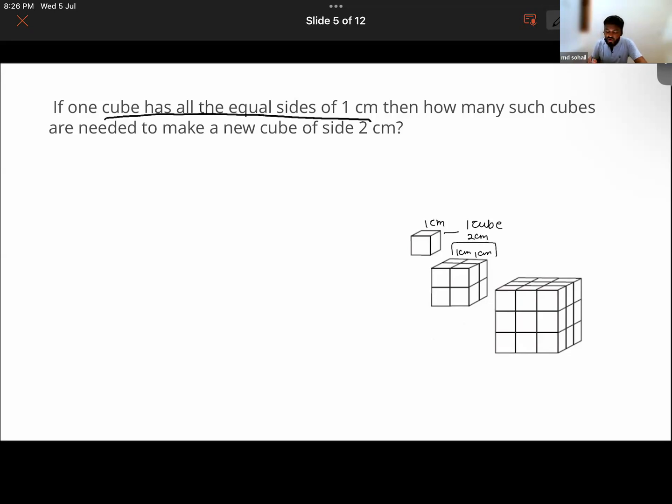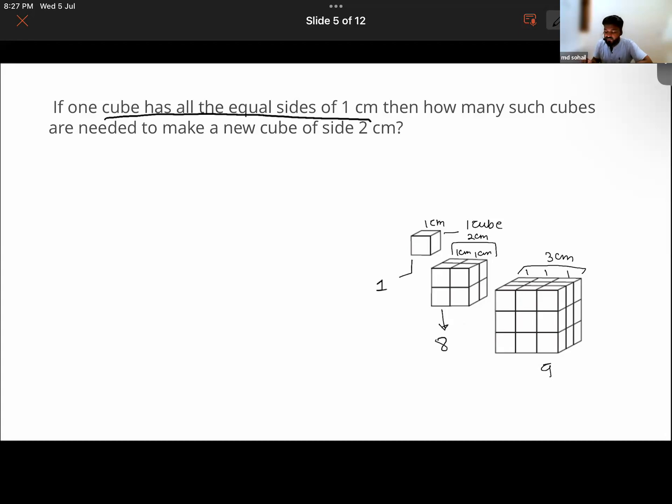So how many cubes did I require to make such an arrangement? Or let's say if I were to make a new cube in which each side is 3 centimeter. So what about this one? How many cubes do I require? Sir, 9. In this one we get 9. If you guys count the number of cubes in this one, you will get 8, and in this you have 1.